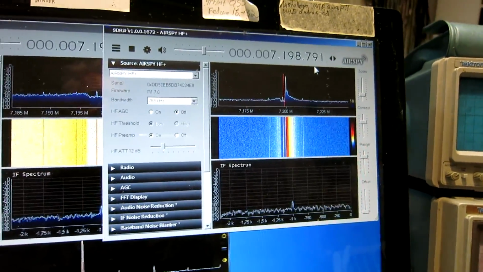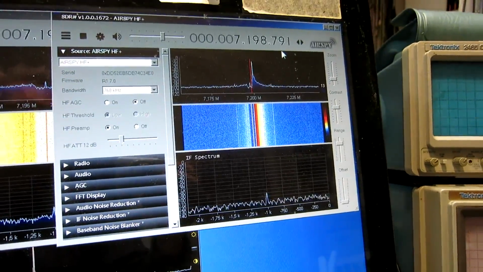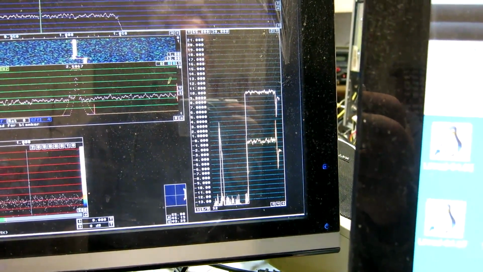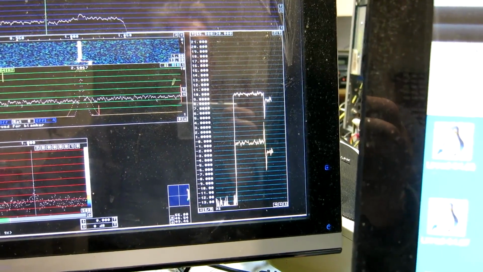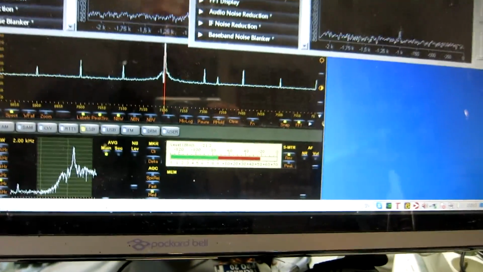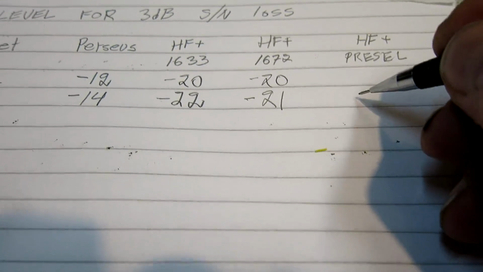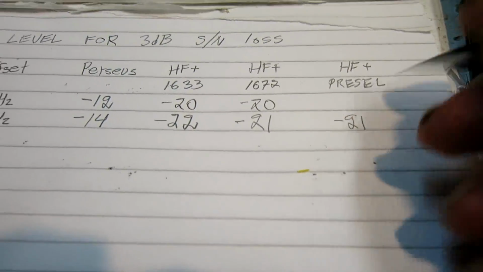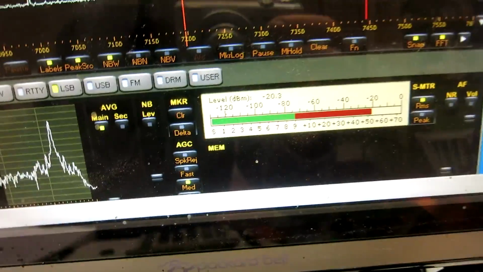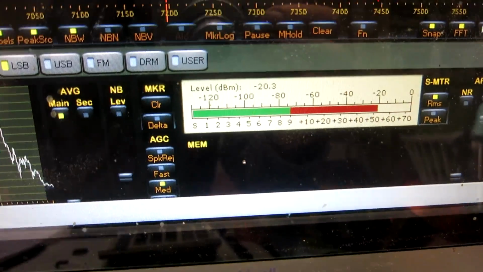So now it's tuned correctly again, and I increase the level of the 2 kHz offset signal until I see a 3 dB degradation here. One more dB is clearly too much, so I stay here and look for the level. It says minus 21 dBm. Not so surprising. The HF+ units are very similar. Minus 21. Now I am on the other side, and the Perseus tells me that the level here is minus 20.3. That's minus 20.